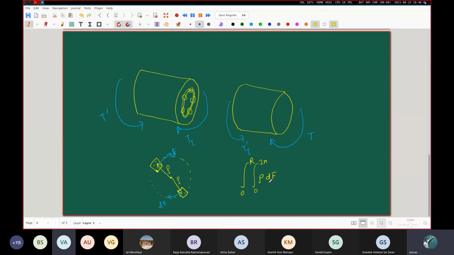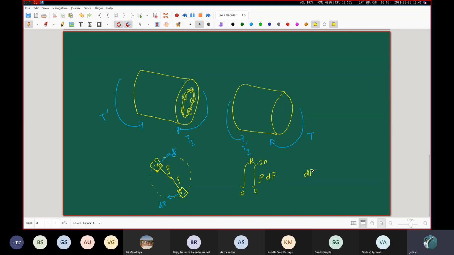Sir, by phi. No, nothing to do with phi or gamma or anything. I'm just asking the relationship between dF and the shear stress earlier. So it has to be something like this.